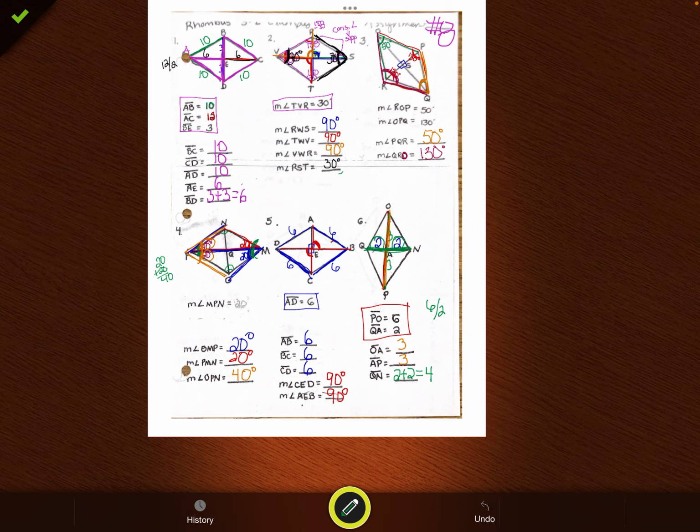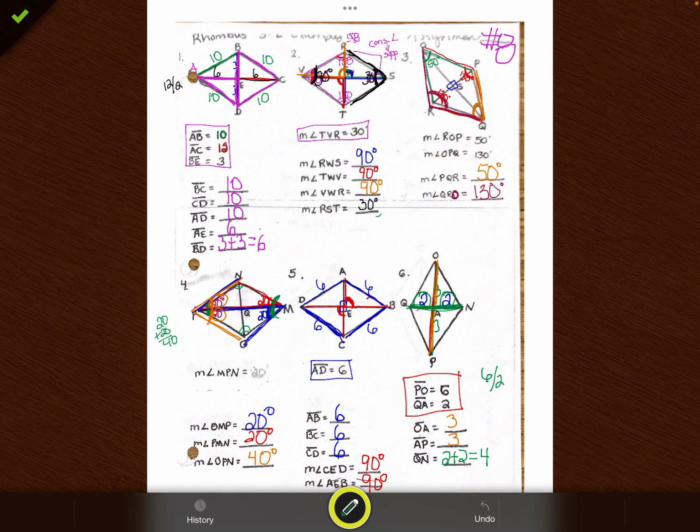So make sure you keep your chart next to you so you can refer to it. And make sure that you are putting all your information on your picture before you start trying to answer any questions.